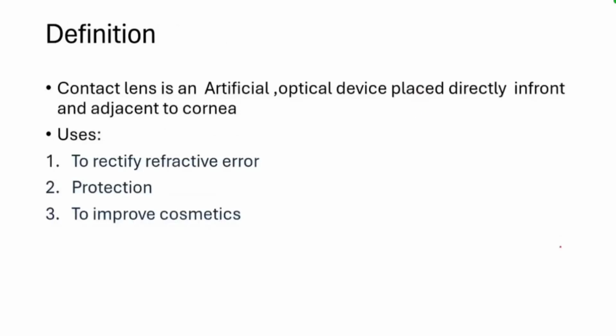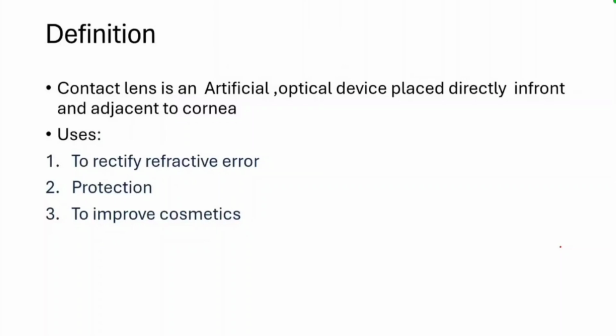First, its definition. A contact lens is an artificial or optical device placed directly in front of and adjacent to the cornea. As you all know, a contact lens is placed on the cornea. It may be defined as a thin lens which is placed directly on the surface of the eye. Another definition: a contact lens may be defined as a thin lens which is placed directly on the surface of the cornea.